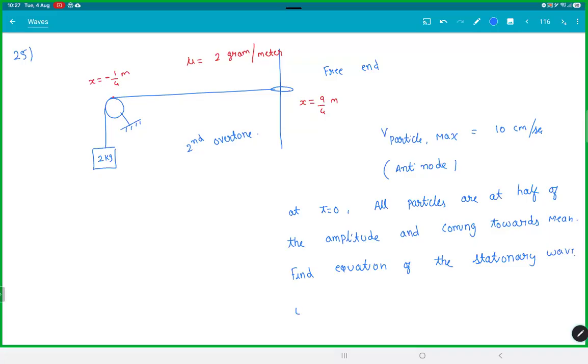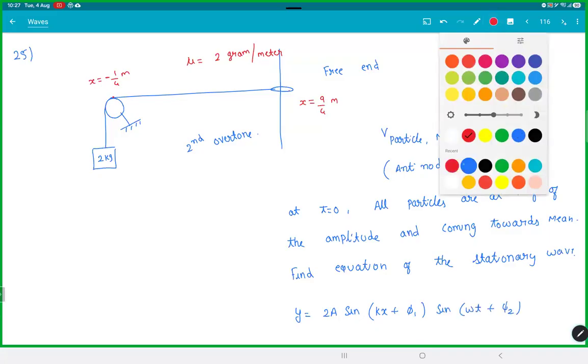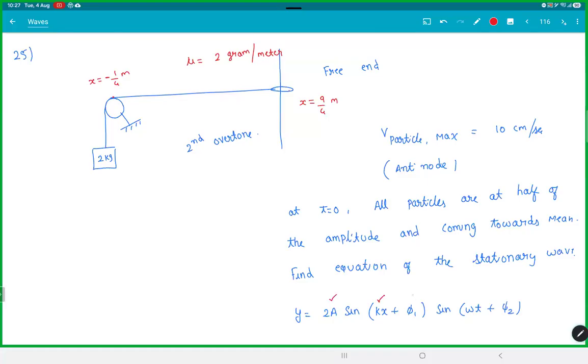Just to give an idea, what I'm asking you to find, the general equation y is equal to 2a sin(kx + φ1) sin(ωt + φ2). So I'm asking you to find the amplitude, the value of k, φ1, ω, and φ2. If you find these five, your job's done. So I combine two different things, the general equation and the free end thing. This is a worthy equation.